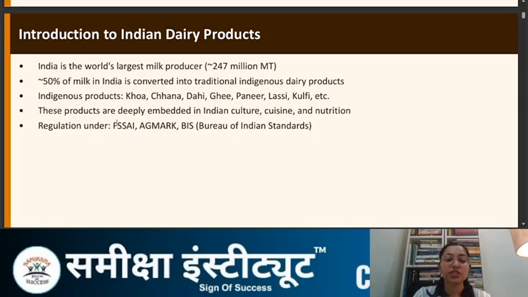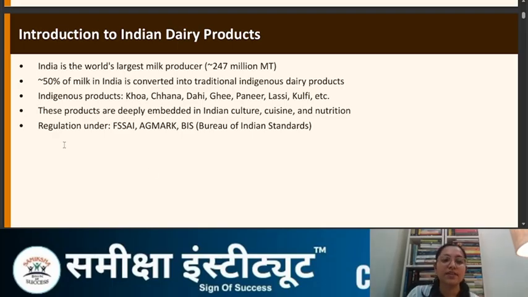Then regulation comes under FSSAI, then Agmark, then BIS is also there. Agmark is for ghee also. When we study ghee, we'll study the Agmark standards as well. So basically FSSAI gives the regulatory standards for the whole of the milk products. For some other milk products like ghee, etc., Agmark will be providing the regulatory standards.